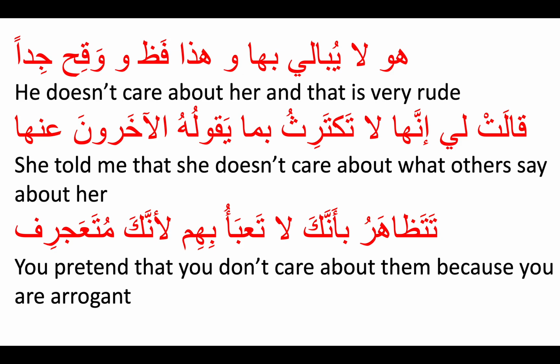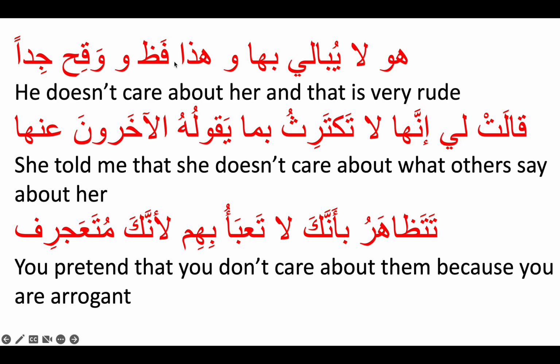First one. هو لا يبالي بها وهذا فظ ووقح جدا. He doesn't care about her and that is very rude. So let's analyze it now. هو, he, لا يبالي, he doesn't care, بها, about her. So بي plus هي is بها, about her.